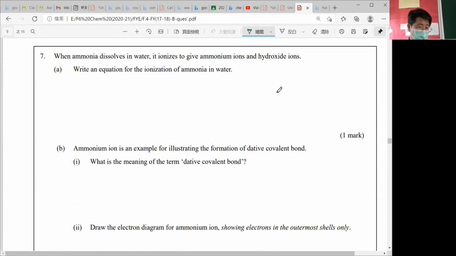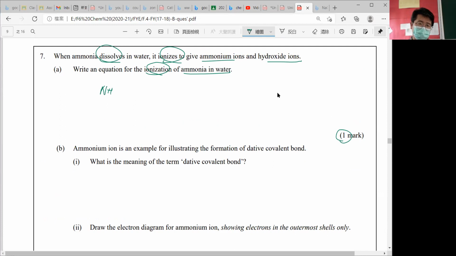Well, if not, you take along question 7. When ammonia dissolves in water, it ionizes: the ionization of ammonia and water. Wow, that one mark, easy. So it's ammonia and water to form ammonium ion and hydroxide ion. Okay? Ammonium ion is an example for illustrating the formation of a dative covalent bond.